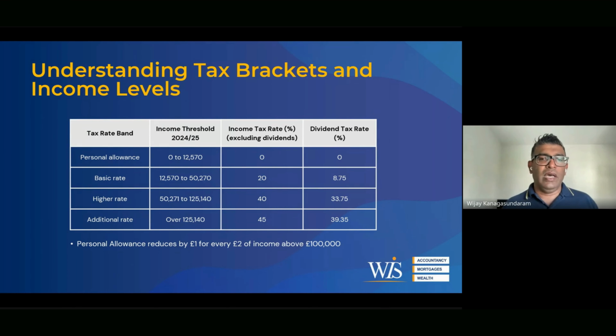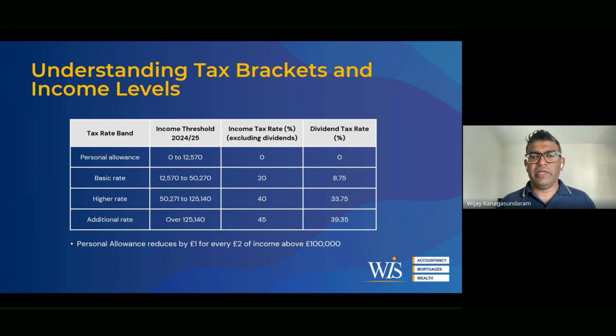And the additional rate used to be 150,000 a few years ago. Now it's only 125,000. So if you earn more than 125,000, you pay 45% tax on your income, excluding dividends, and if your income is dividends above that amount, you'll pay 39.35%. Then I already covered the point on the reduction of personal allowance when your income goes above 100,000.